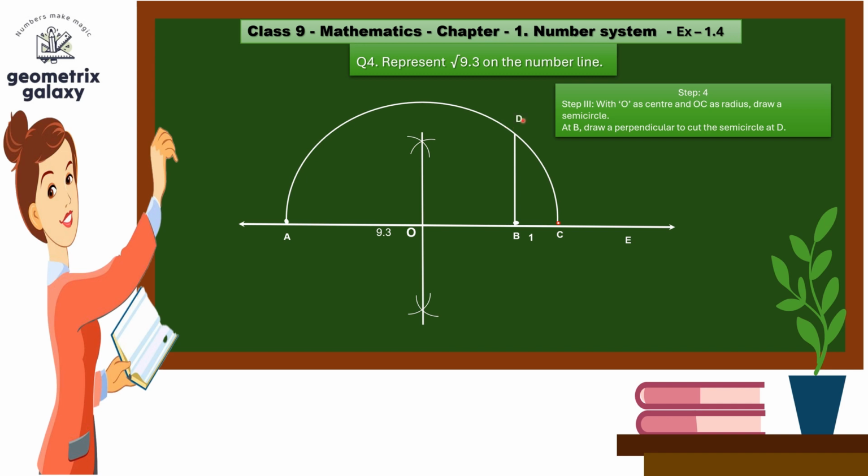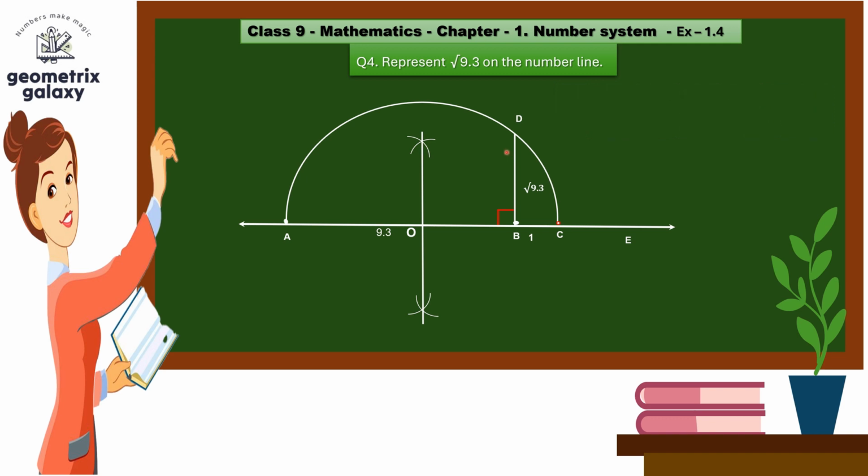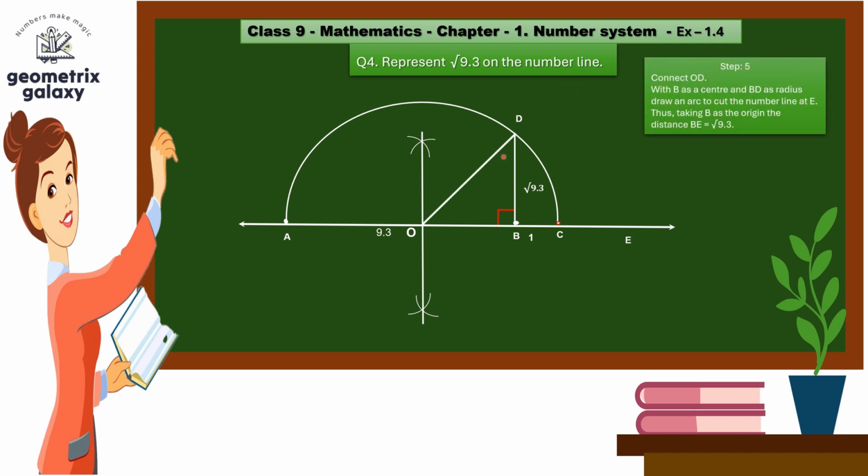Now connect OD. Now B as center and BD as radius. Draw an arc to cut the number line at E. Thus, taking B as the origin, the distance BE is equal to root 9.3. Now the point E represents root 9.3 on the number line. With this, the construction part is over, but we need to prove that this BD measurement is root 9.3.